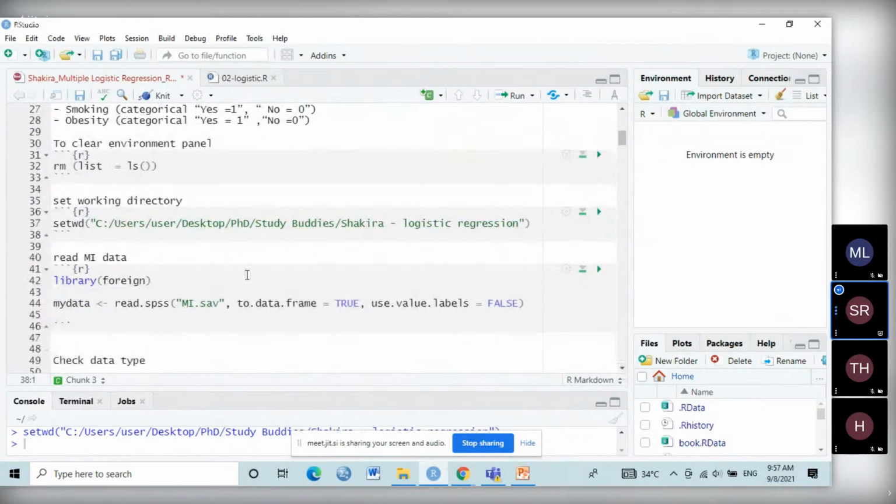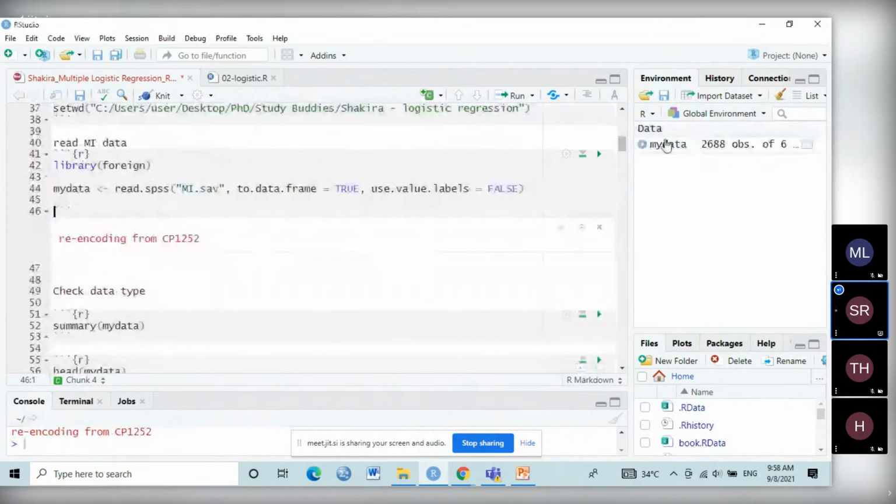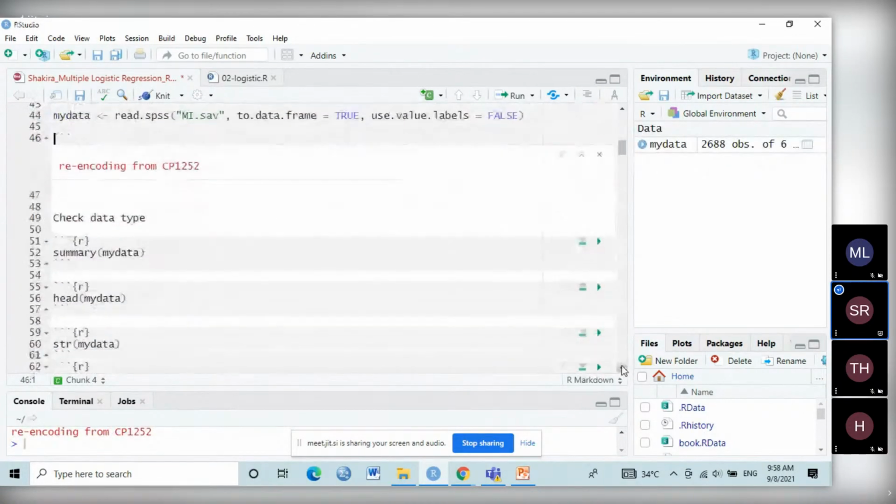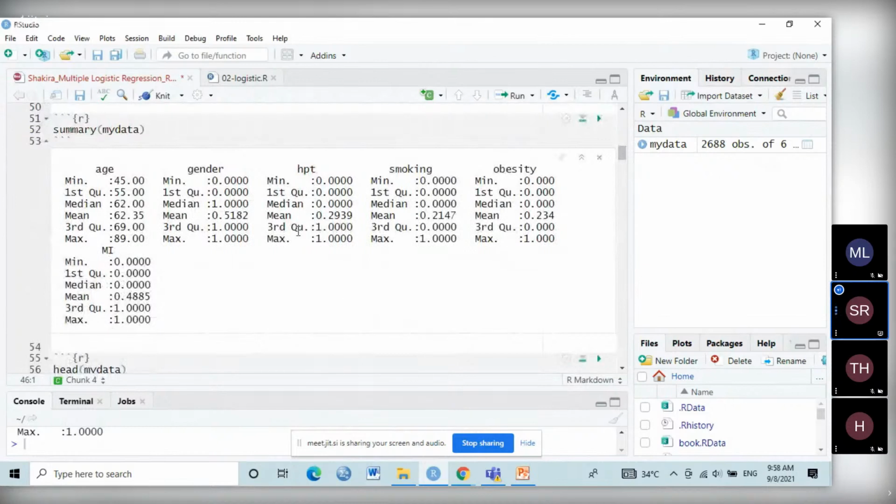So read the MI data. For SPSS, we need to download the library foreign package, and then I read my SPSS data. I name my new data mydata. Just to check my data, if we look here, we can see everything is number type, including MI.